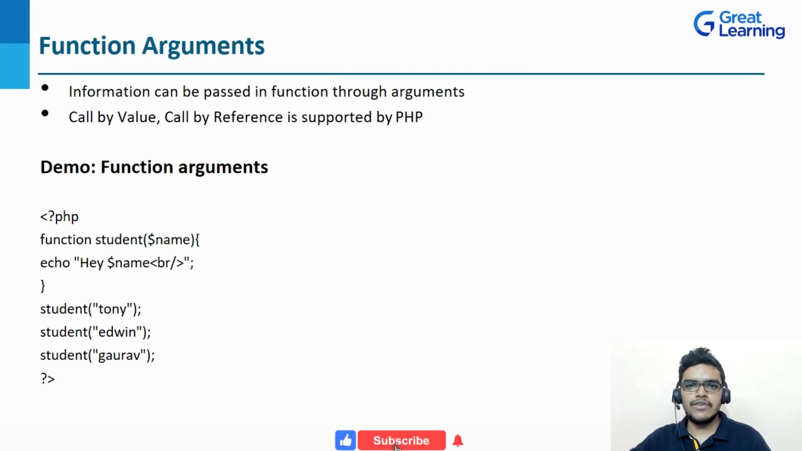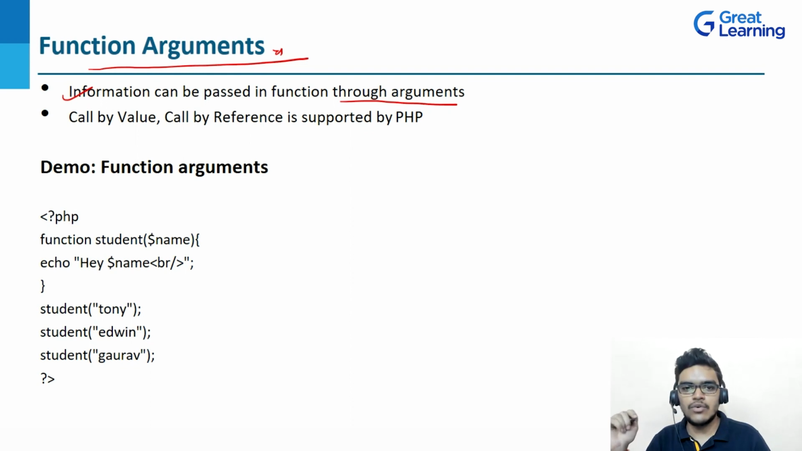So next we are having function arguments. So information can be passed in function through arguments. So if you want to pass any information in function, then you can pass it through arguments, right? And also remember that call by value and call by reference is supported by PHP. Now let's see a demo of function arguments.